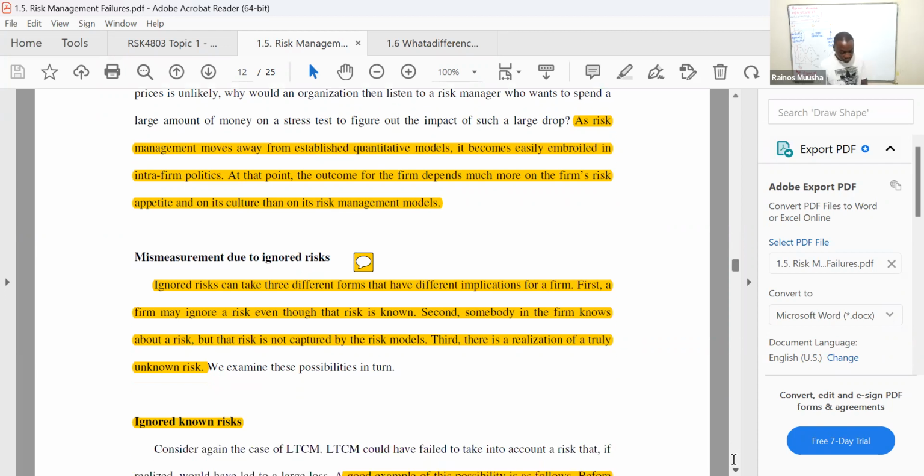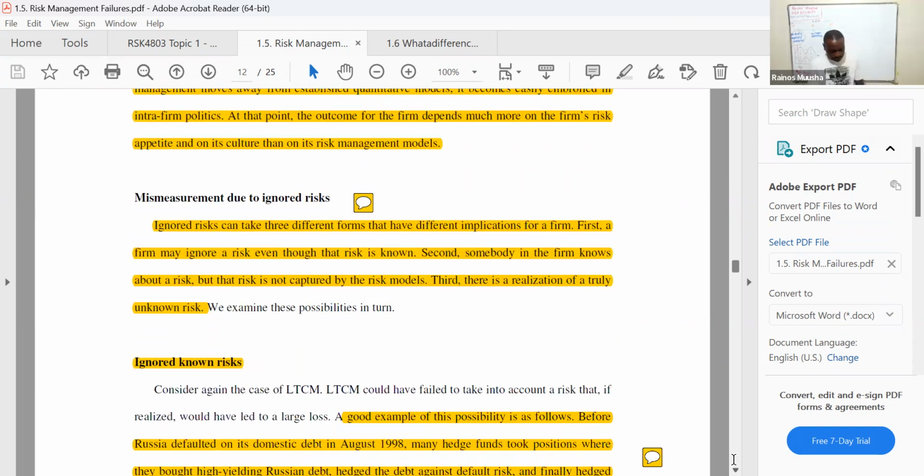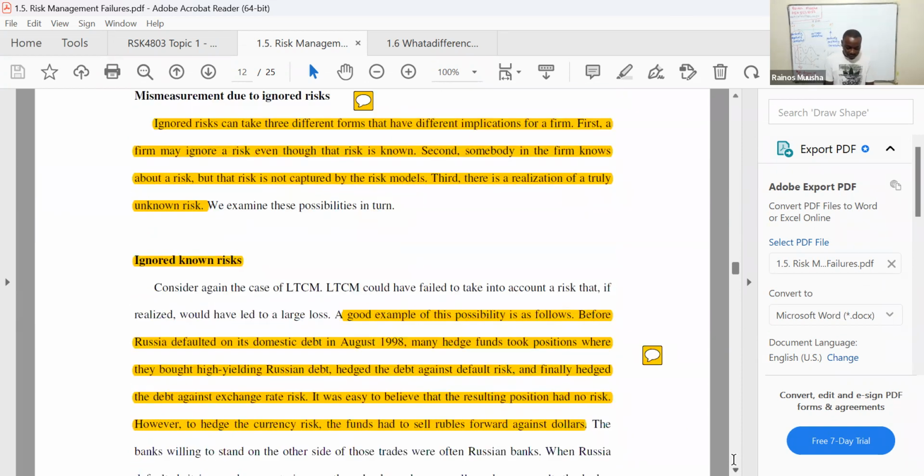So when you look at the first one, which looks at ignored known risks, they say a good example of this possibility is as follows. Before Russia defaulted on the domestic debt in August 1998, many hedge funds took positions where they bought high-yielding Russian debt, hedged the debt against the default risk, and finally hedged the debt against exchange rate risk. So it was easy to believe that the resulting position had no risk. However, to hedge the currency risk, the funds had to sell rubles forward against what? Against the dollar.